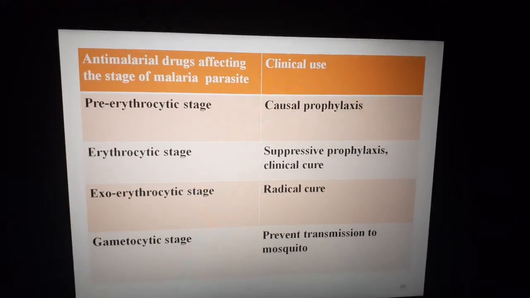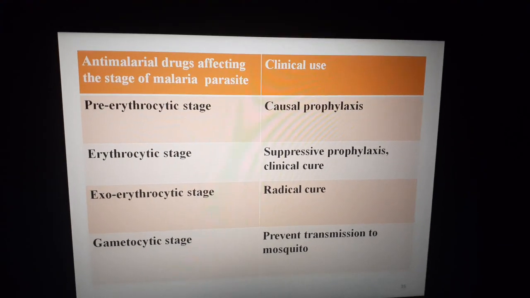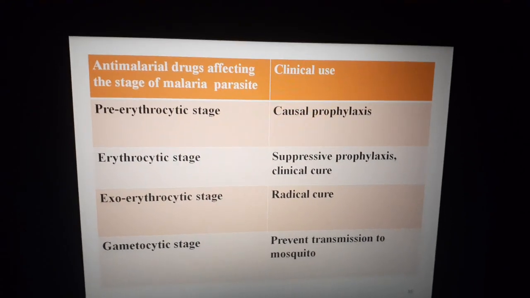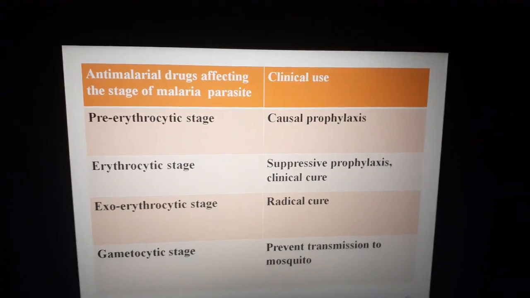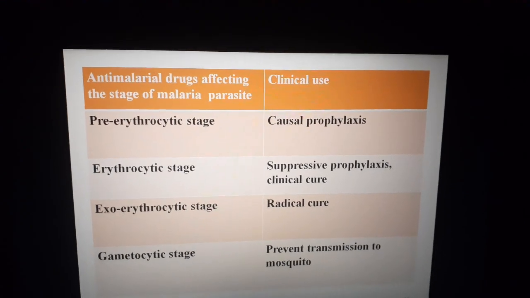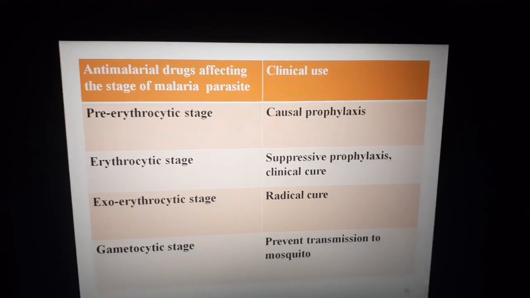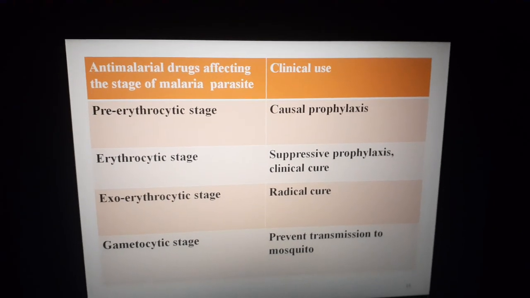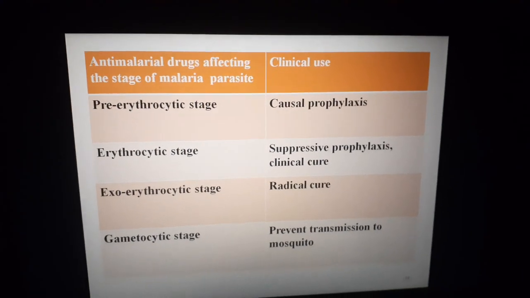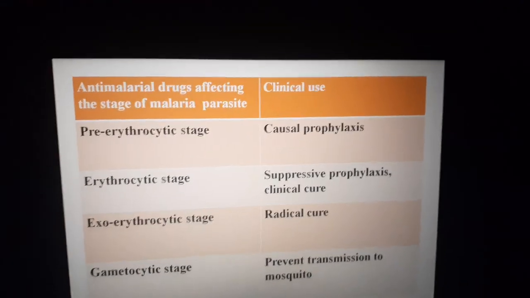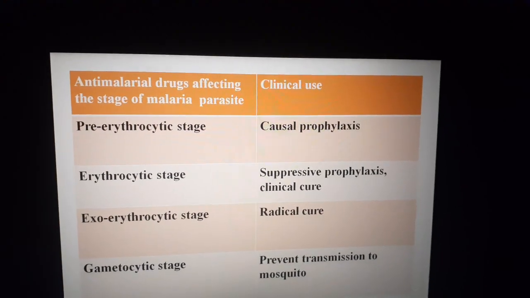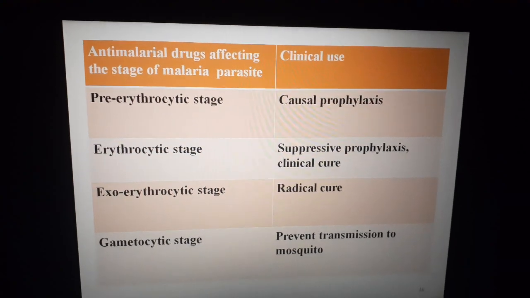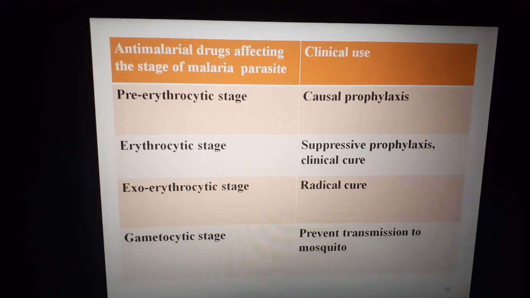So if you remember the life cycle of the parasite from the previous slides, causal prophylactics act on the pre-erythrocytic stage of the parasite, while suppressive prophylactics and clinical curatives, these antimalarial drugs, act on the RBC stages, that is the erythrocytic schizogony. Radical cure is achieved in Plasmodium vivax and ovale malaria, and the drugs acting on the exoerythrocytic stage or hypnozoite stage cause radical cure in malaria. For prevention of transmission to mosquito, the gametocyte stage is the target.